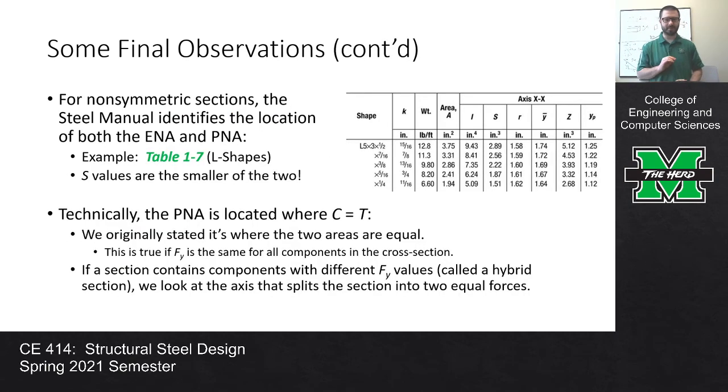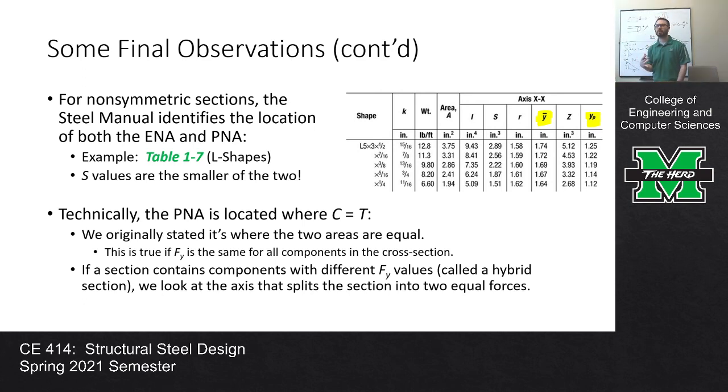I did have one other thing I wanted to mention, and that's about some of the stuff in the manual. If you ever look up sections that are non-symmetric, like angles, there's something that we kind of glossed over. I told you a while back, I will explain this, that if you look up, for example, angles, you have a Y bar, but then you also have a YP. And I said, just ignore that for now, but that YP is related to beams. Well, here you go. Y bar is the location of the centroid. YP is where the plastic neutral axis lies. And again, technically the plastic neutral axis is where C equals T.